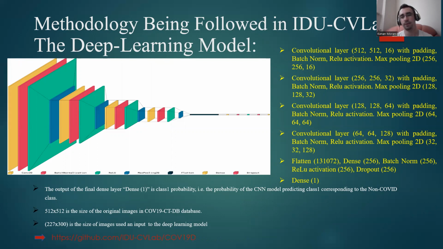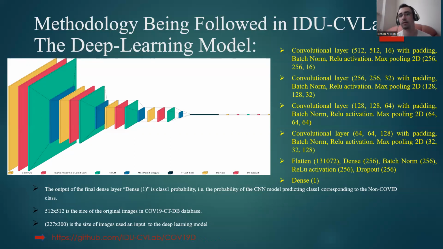So you first start with a convolution layer, 512 by 512 and 16. Here we have to be careful that 512 by 512 is the original size of the images. Of course, the cropped images did not have this size, and thus it followed a different order, but this is a standard order for the original image. So there's a convolution layer with padding, batch normalization, ReLU activation, and 2D max pooling as well, to reduce it to 256 by 256 and 16.